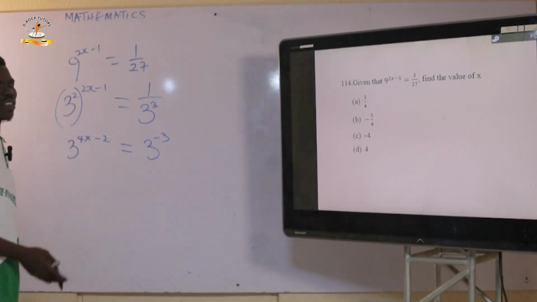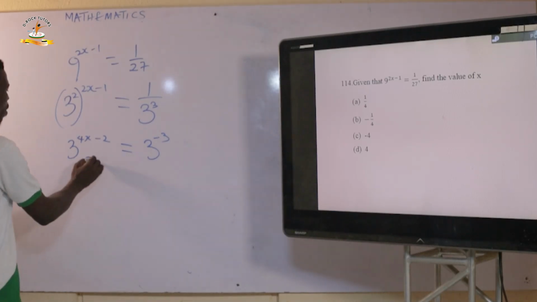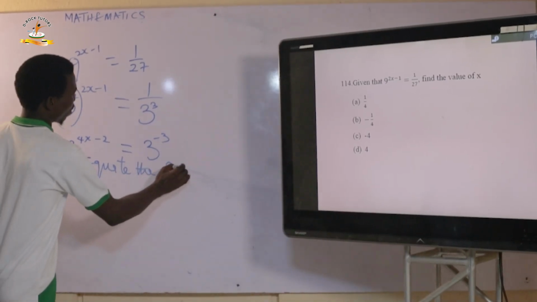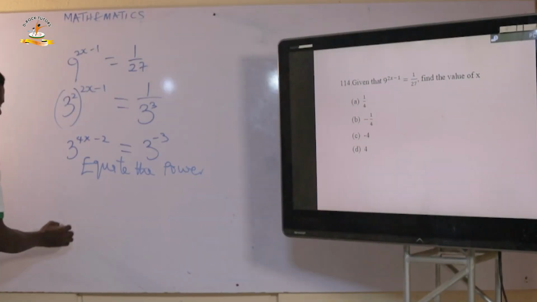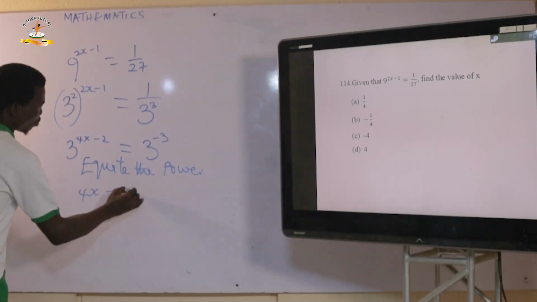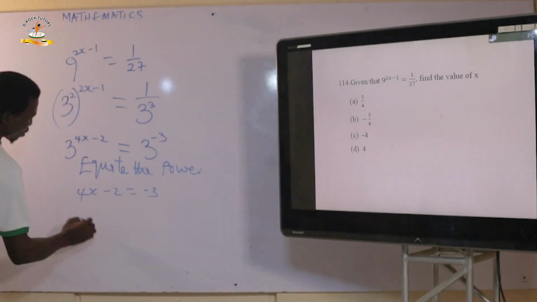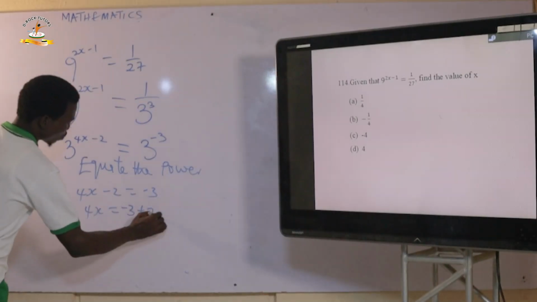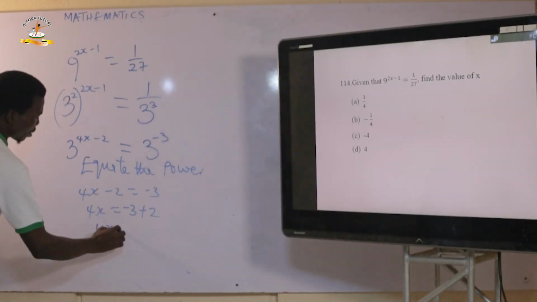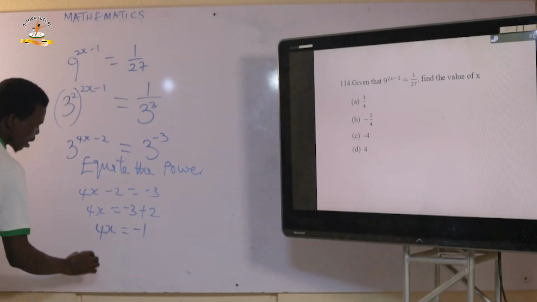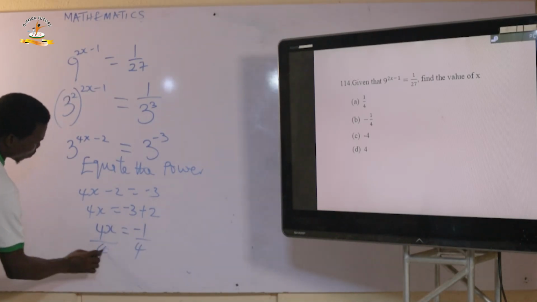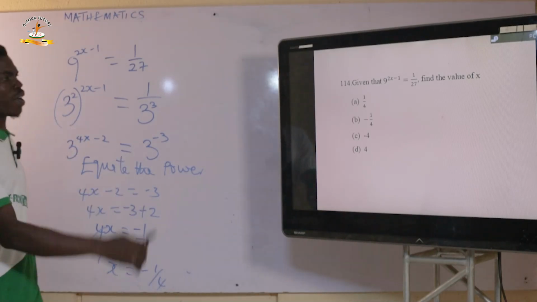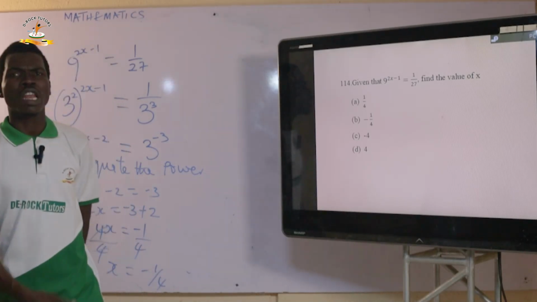Since we have the same base now, I just equate the power. So equating the power, I have 4x minus 2 equals minus 3. I move this here, 4x equals minus 3 plus 2. 4x equals minus 1, and dividing both sides by 4, x equals minus 1 over 4, and the correct answer there is option B.